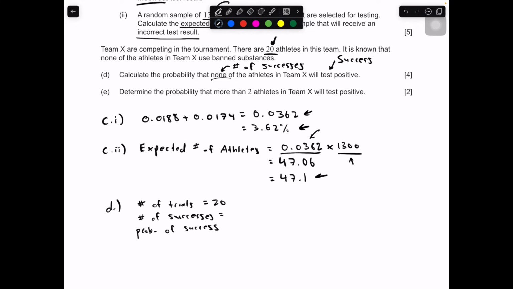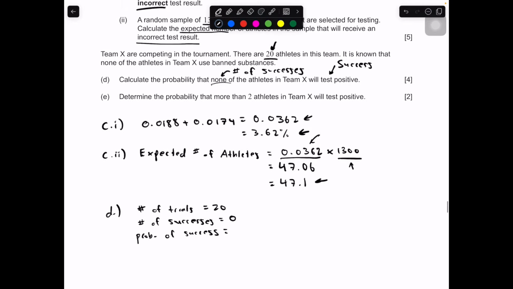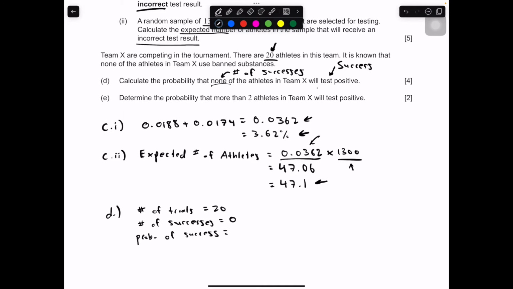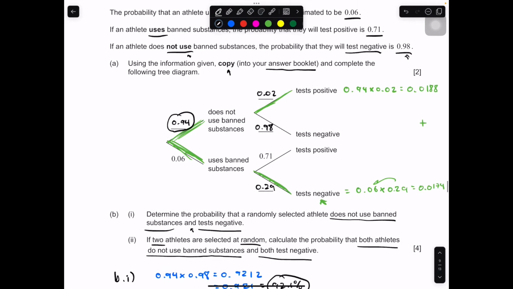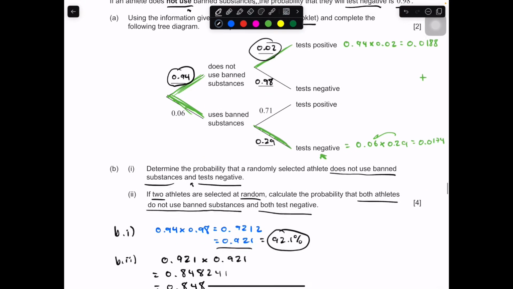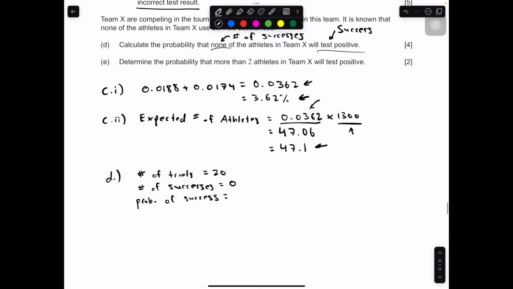Number of successes: the probability that none of the athletes in Team X will test positive. We don't want any successes. What is the probability of testing positive? It is 0.02. So this looks like it should be quite small, I think. Let's work this out, and actually we'll go into the calculator to try to solve this.